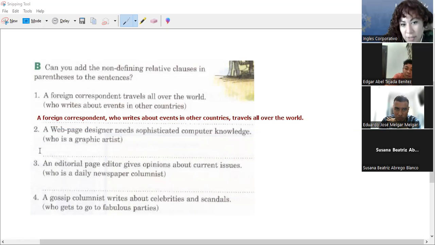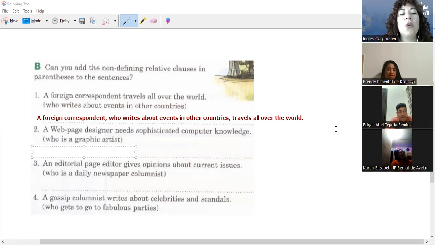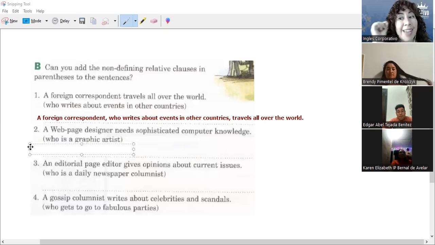A web page designer needs sophisticated computer knowledge. So who is a graphic artist? So what is the non-defining relative clause? A web page designer, comma. Okay. All right, but before we write it down, I just want to make sure. What is the extra information? Who is a graphic artist? And what is the thing, what or who, that we're giving extra information about? A web page designer. So it has to be directly after that thing. Okay, so we're going to say a web page designer. Comma. Very good.